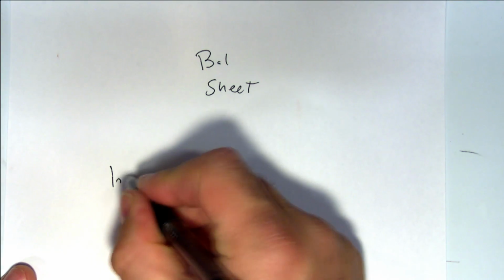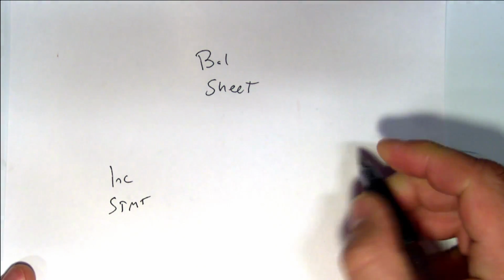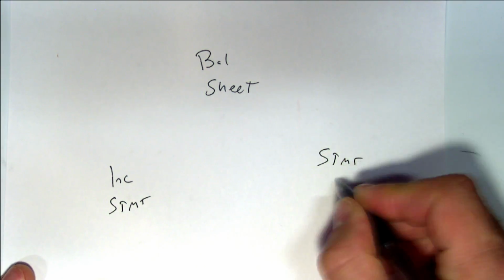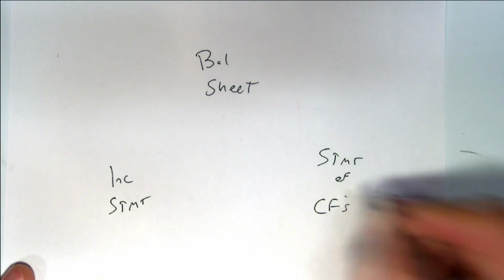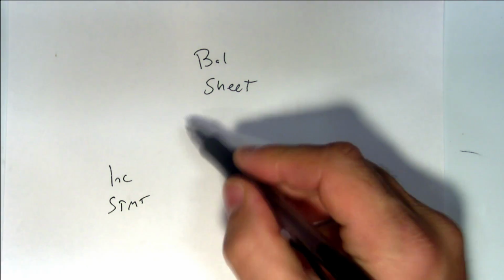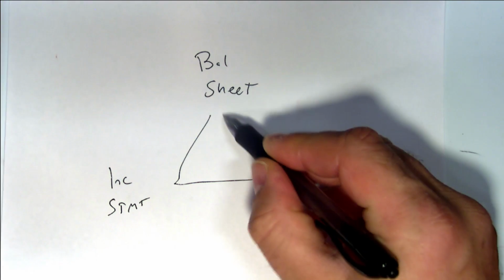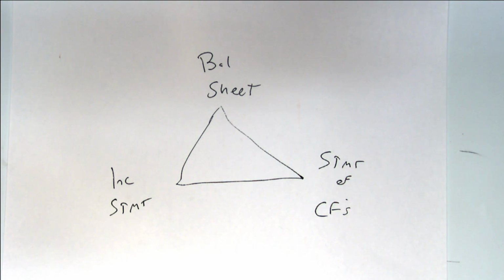You have the income statement, and now we're going to learn about the statement of cash flows, right? These should sort of be checks and balances on each other, kind of like those three judicial branches. And what you'll find is this.